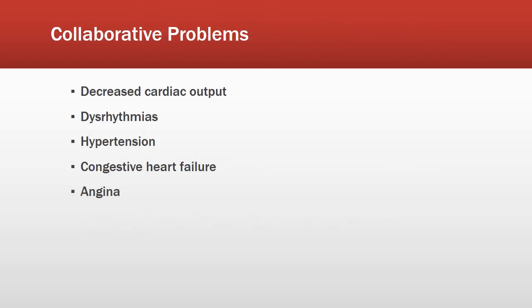There are some collaborative problems that might emerge when you are doing your nursing diagnoses, and these are medical problems that can't necessarily be prevented by the nursing interventions that we choose, but they can be monitored and assessed while we are taking care of these patients. So some of the collaborative problems include decreased cardiac output, dysrhythmias, hypertension, congestive heart failure, and angina.